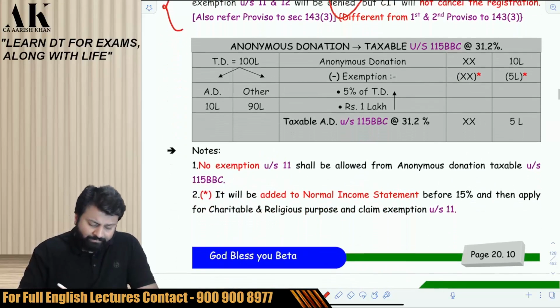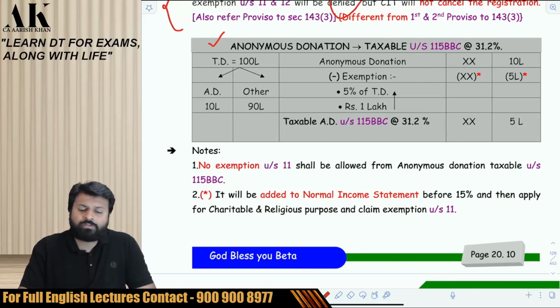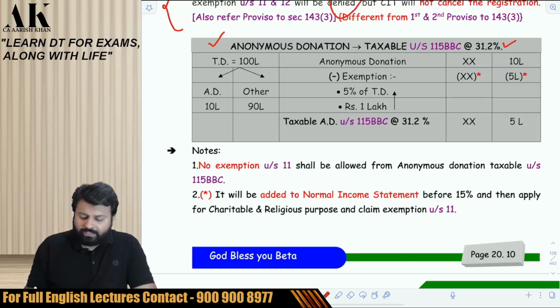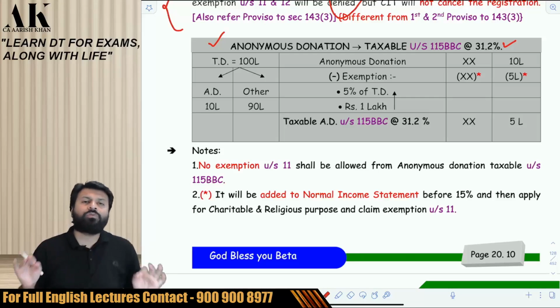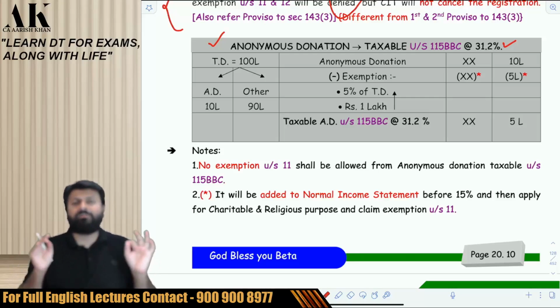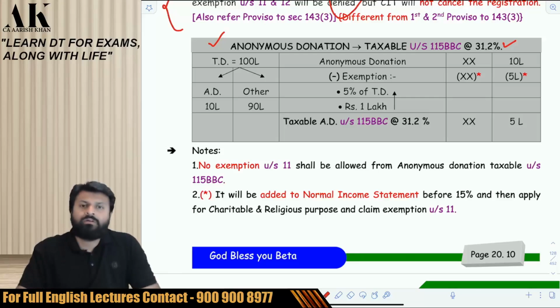Okay. And one last thing over here is how anonymous donation is taxable under the income tax law. It is taxable under income tax law at 31.2%. But how? What is an anonymous donation? An anonymous donation means a donation where the identity of the donor is not known to us. That donation is anonymous donation.